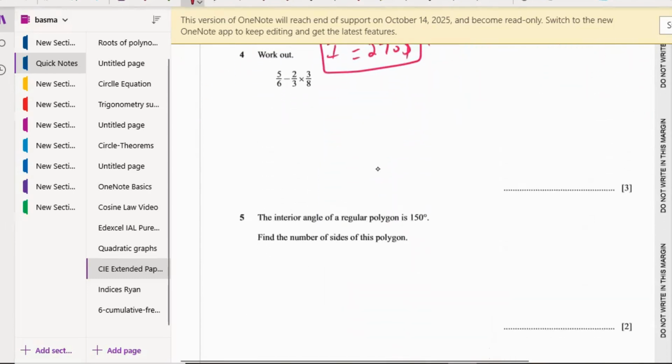Question 4 is we have to work this out: 5 over 6 minus 2 over 3 times 3 over 8. We have to apply the BODMAS rule here. According to BODMAS, you have to solve the multiplication first. So I will write 5 over 6 as it is, minus. To solve the multiplication, when you have two fractions with a multiplication sign between them, you multiply numerator with numerator, denominator with denominator.